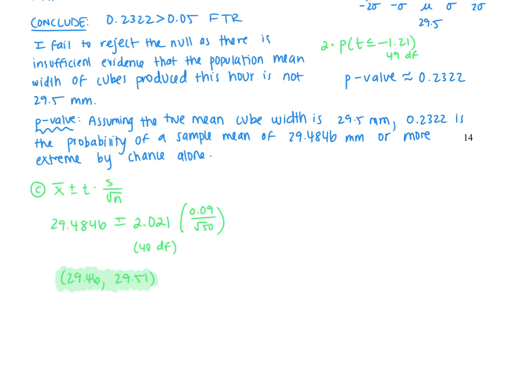Here is what I got in green. So here's our formula. We should be using 49 degrees of freedom. You could either round down to 40 or use 50 since 50 is so close. This is from the table, that 2.021. So this is the interval I got. I think if you used 50 degrees of freedom, it should still be pretty close.